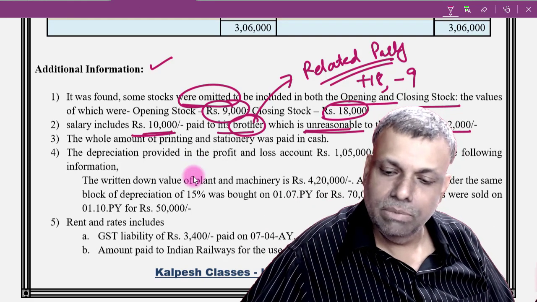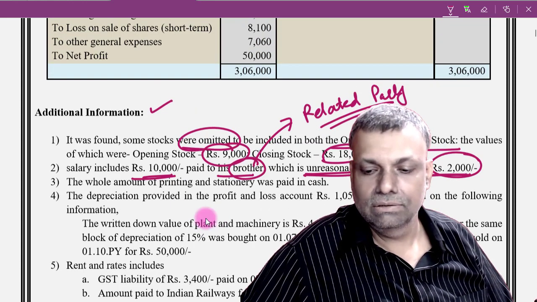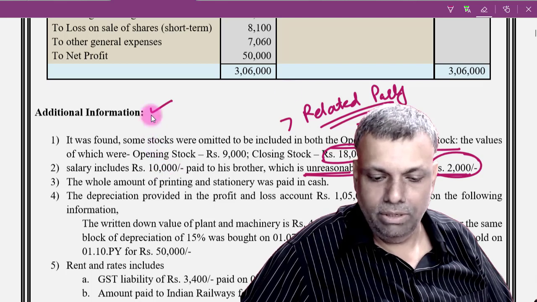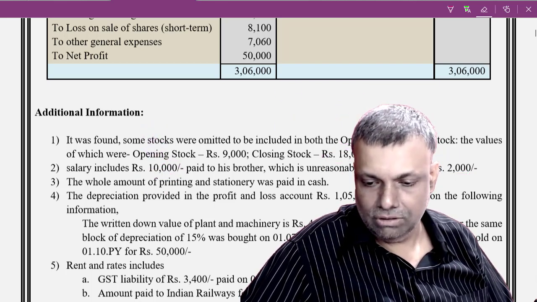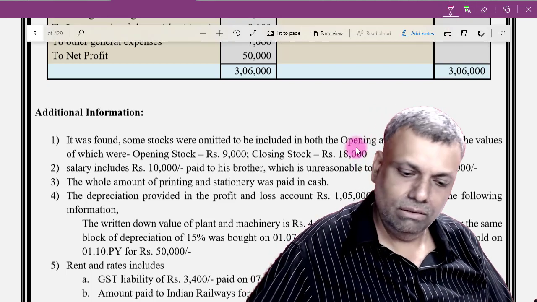And it is unreasonable to the extent of 2000. So these 2000 will have to be added. So add 2000 and give a complete theoretical point in your answer. Add, and now you keep on updating the answer by yourself. Wherever something is required, I will mention that. So add 2000 for that.